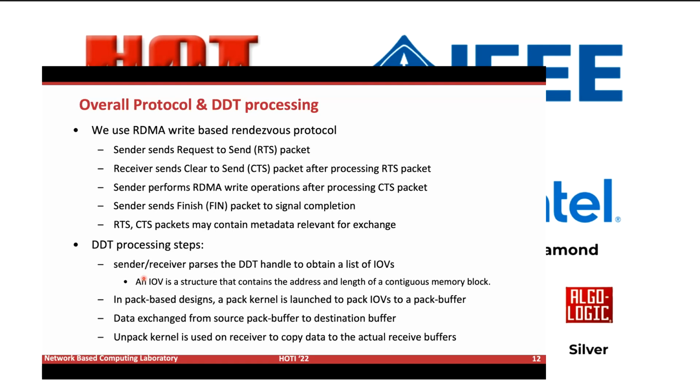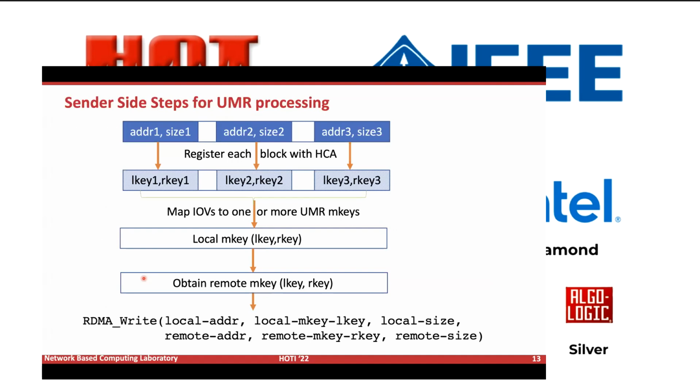In pack-based designs, once the sender or receiver obtains this IOV list, a pack kernel is first initiated, which packs the data from these non-contiguous buffers pointed out by these IOVs to a single pack buffer. Then the data is exchanged using the above protocol to a receiver buffer. On the receiver side, the data is unpacked from the contiguous buffer to the corresponding memory regions pointed out by the IOVs. Now we see how we use UMR to do a pack-free transfer given a non-contiguous layout.